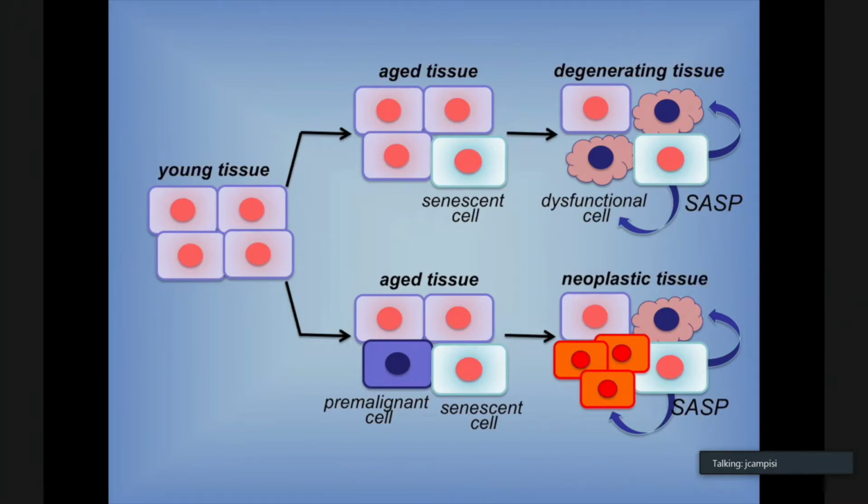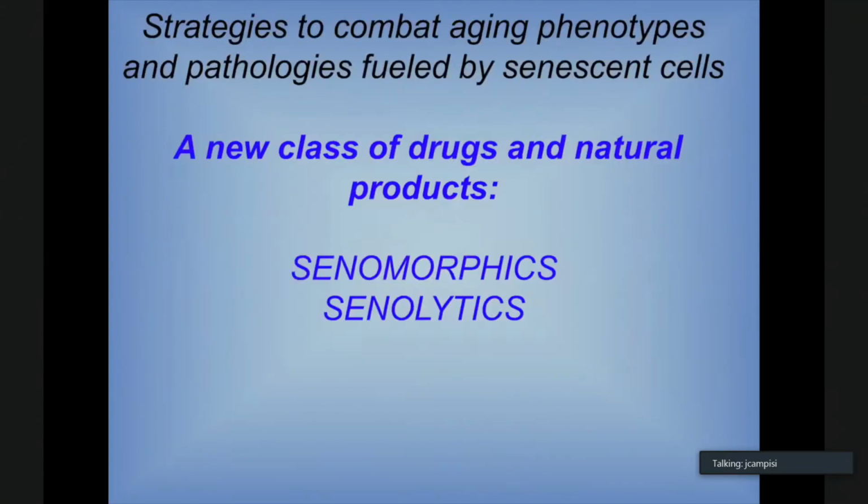Now, I also told you, you absolutely need this response in order to develop normally, in order to be born normally, in order to heal wounds. And so what do we do about this? How do we manage to suppress the bad things that this evolutionarily selected phenotype does while preserving the good? And so that gets then to the topic of this conference, which is this relatively new class of drugs, and also some natural products that can modify the senescent phenotype.